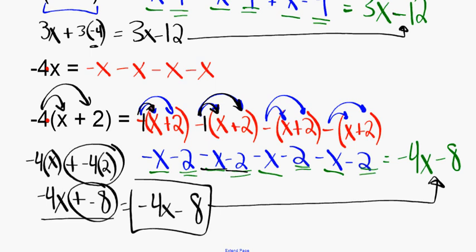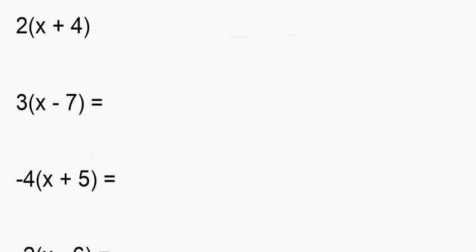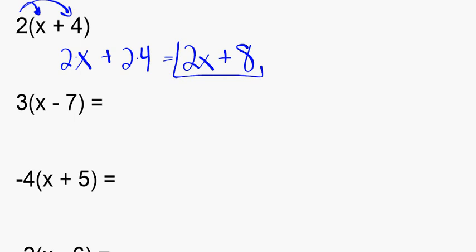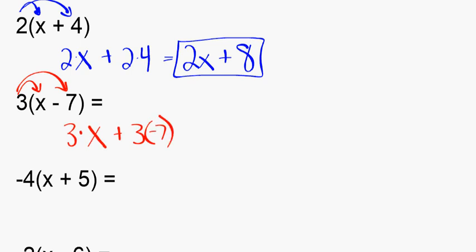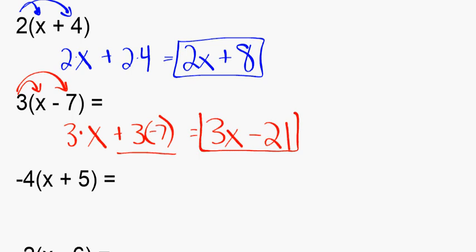So try that shortcut on these next couple problems. Here, we are doing 2 times x and 2 times 4. We can simplify as 2x plus 8. Next example, we have 3 times x, and we have 3 times -7. So this becomes 3x minus 21, because this becomes negative 7.